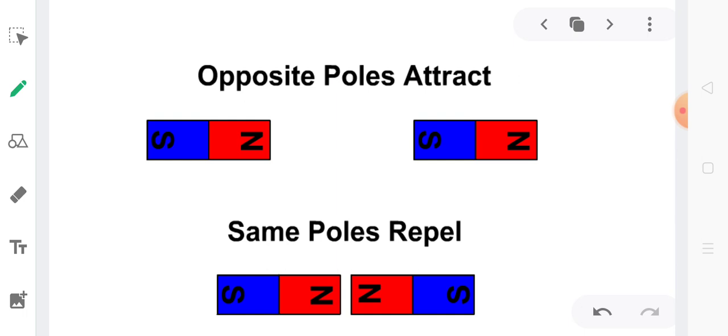Like if you bring the north pole and the south pole of a magnet near one another, you will find that they start attracting each other. While when you bring the same poles in front of each other, they will start repelling each other. How does this happen? Let me show you.